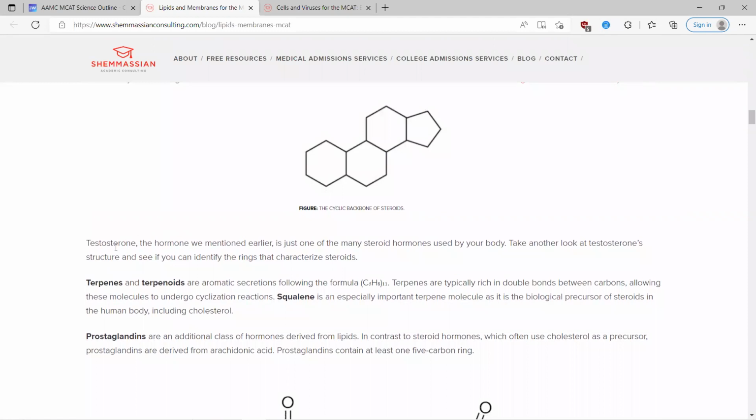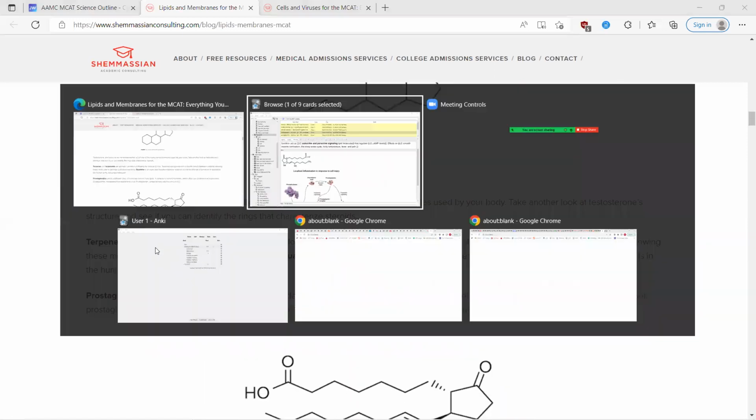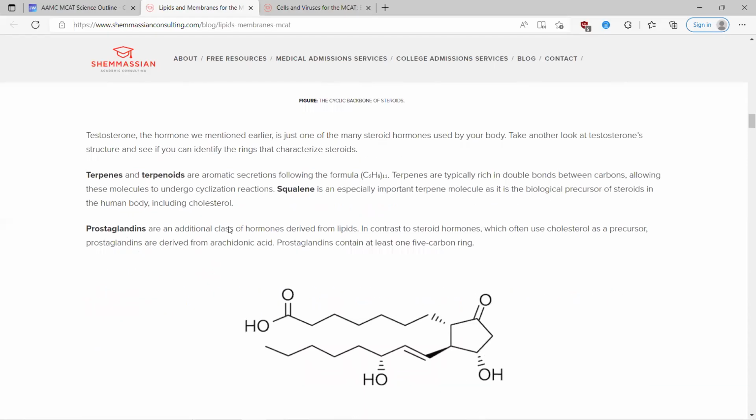Now, testosterone, cholesterol, there's a lot of different ones. They all have this 4-ring kind of structure. Now, terpenes are a different kind. Actually, before we talk about terpenes, since I have prostaglandins here, let's talk about prostaglandins.